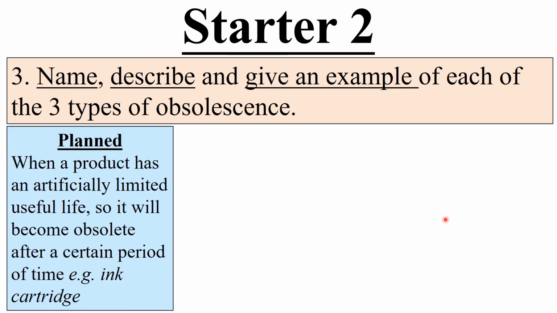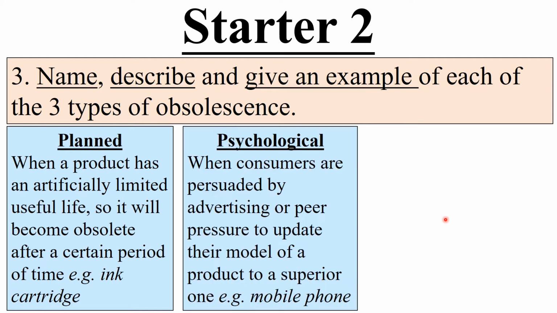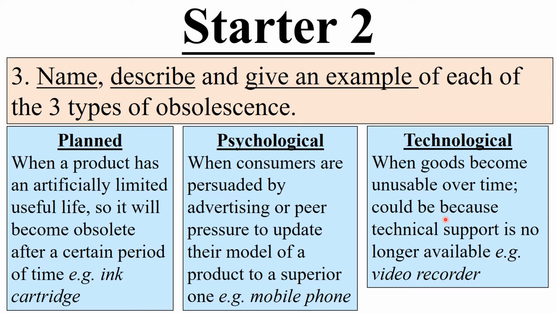So we have planned, so that's when a product has an artificially limited useful life. So it will become obsolete after a certain period of time, like an ink cartridge. Psychological is when consumers have been persuaded or they've decided that whatever the product is, they can't use it anymore, not because it doesn't work, but because it's just not appropriate in society. The society's deemed that. So certain types of mobile phones, certain clothing. Technological, and that is when goods become unusable over time. So because of a lack of technical support or parts, or the modern software runs too slowly on it.